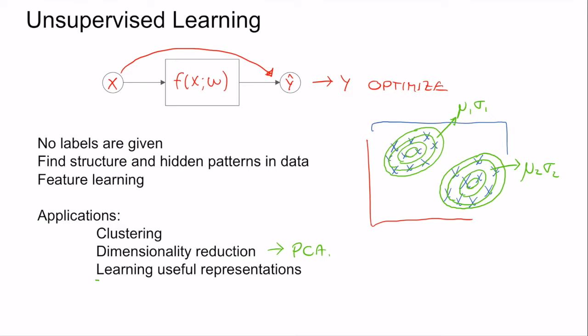So in practice, as a summary, what we do is we try to learn useful representations of our data. We have no labels, but we can still try to learn how these inputs are structured. Like in this particular case, we had two different clusters that we could model with a normal distribution. So this is the new task that unsupervised learning is trying to solve.